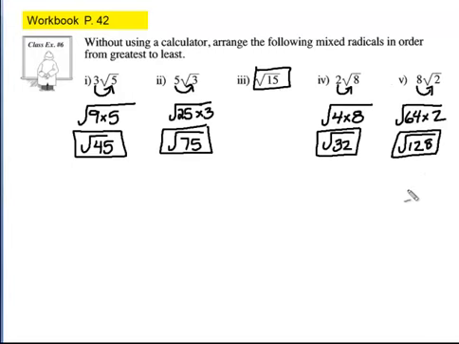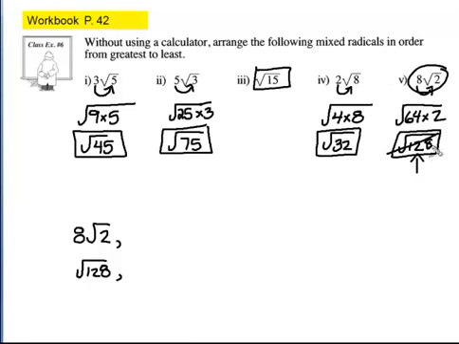Now, when you want to arrange them in order from greatest to least, all you have to do is look for the largest number under the radical sign. Since they are all entire radicals, it's easier to compare this way. And in this case, 128 is the largest number. So 8 root 2, or root 128, is the biggest value.